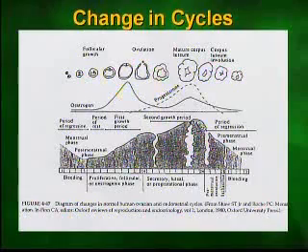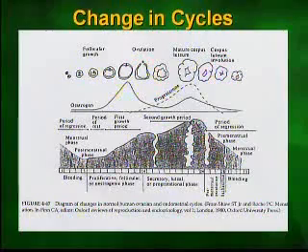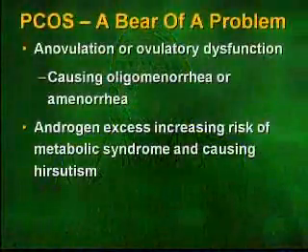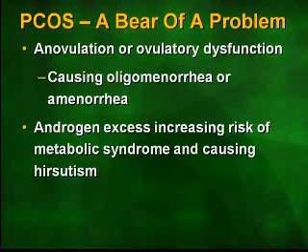As a general rule, anovulatory women seldom have regular periods. However, some people will note that they have regular periods for a while and then they start having amenorrhea or very rare periods. PCOS is a bear of a problem. We see anovulation, we see ovulatory dysfunction that causes the oligomenorrhea or amenorrhea. They may have the androgen excess, which increases the risk of metabolic syndrome and causing hirsutism.